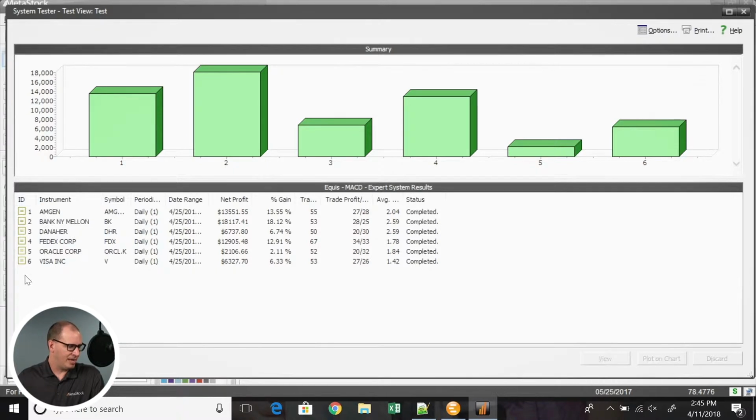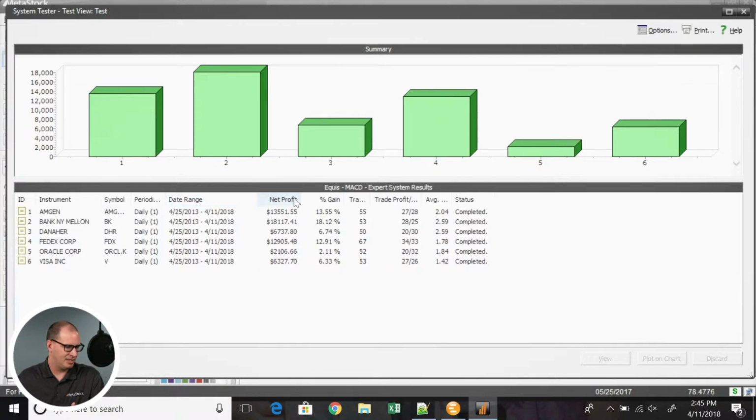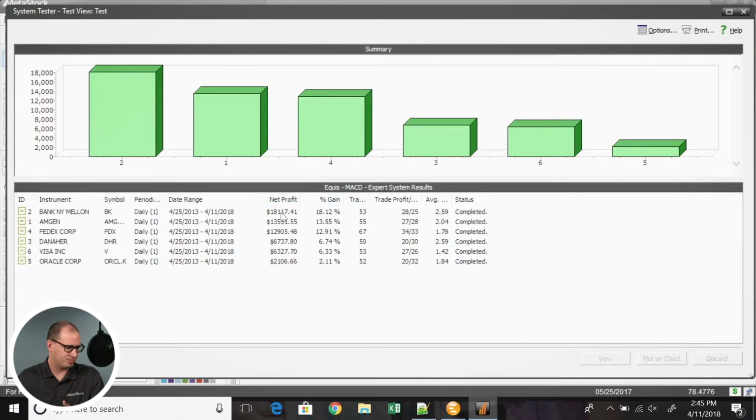Down here we have our ID, we have our instrument, and the ID number basically corresponds to the number up here. As we rank these, they'll resort so you can tell where they are. We have our symbol, what time frame we did, daily, here's the date range we tested. Here's what I'm really interested in: my net profit, my percent gain, number of trades. Let's actually rank this by net profit.